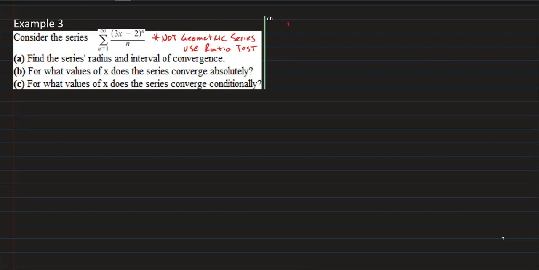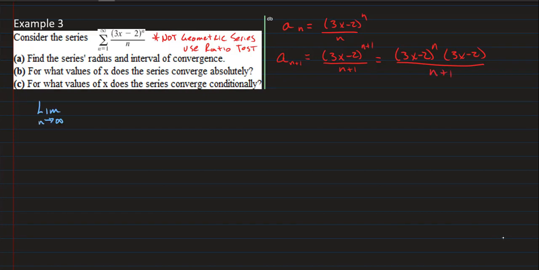In order to use the ratio test, I need to identify what a sub n and a sub n plus 1 are. So a sub n is the argument of our series. A sub n plus 1, we replace n with n plus 1. And then simplify this. This will be 3x minus 2 to the n times 3x minus 2 divided by n plus 1. For the ratio test, we look at the limit as n goes to infinity of the absolute value of a sub n plus 1 over a sub n.